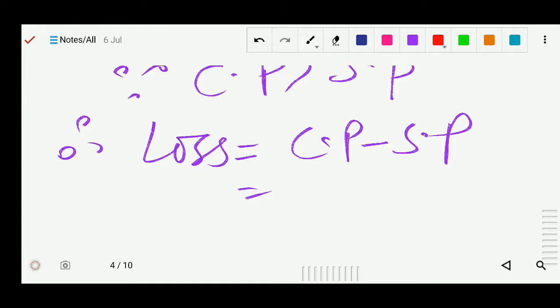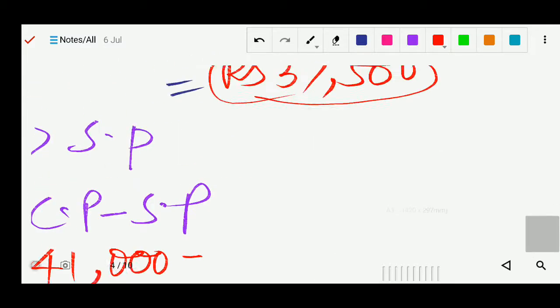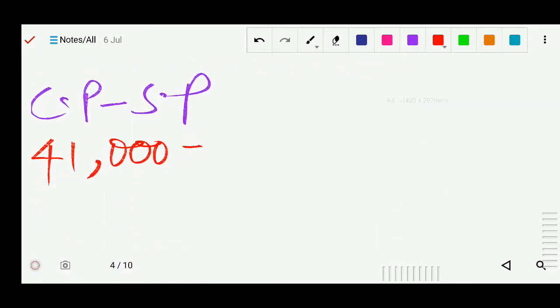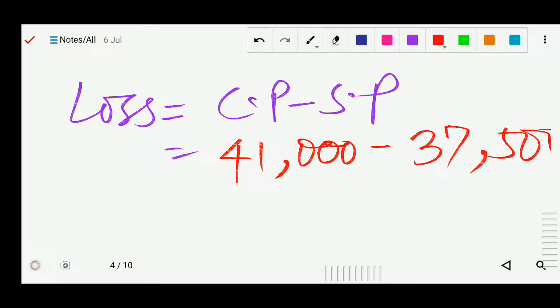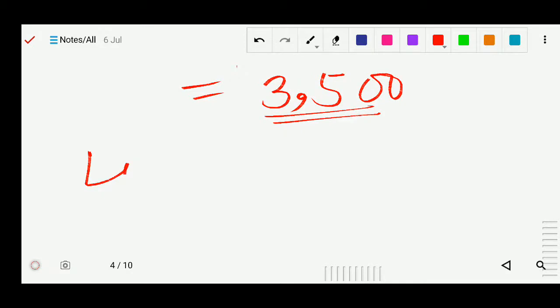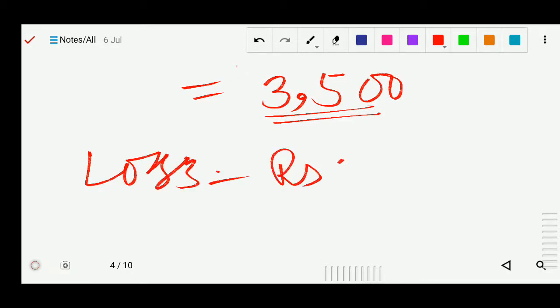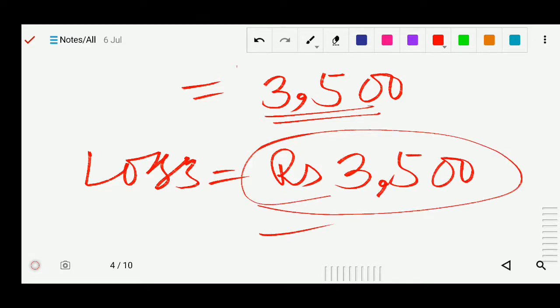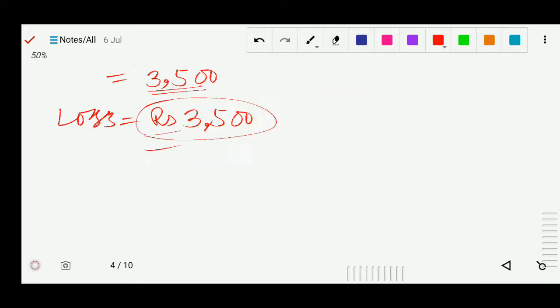So now this 41,000 minus the selling price, which was 37,500. Now we will subtract it. After subtracting you will get 3,500. So this 3,500 is your loss. So what was the loss? The total loss is rupees 3,500. This is your answer. Okay, got it?